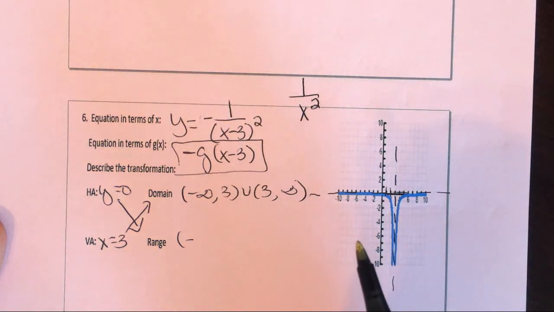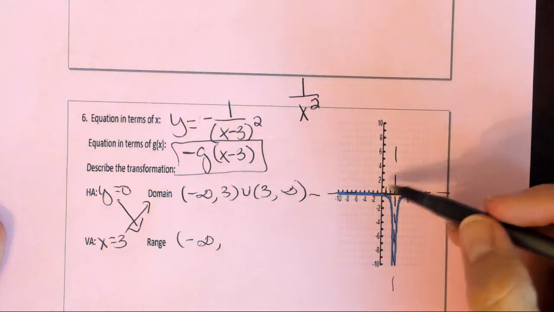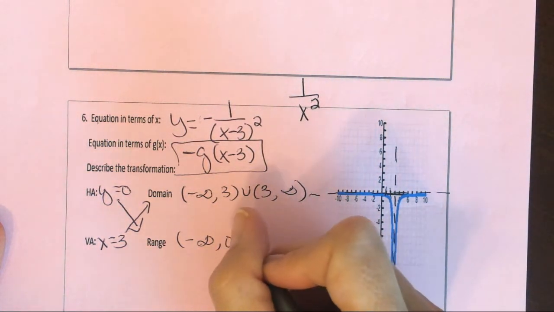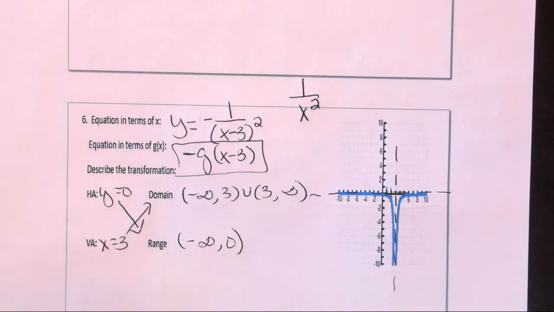-infinity to 0, but everything's down, so it's going to stay right there. It says nothing is above the 0. It's not like the reciprocal where one's up and one's down.